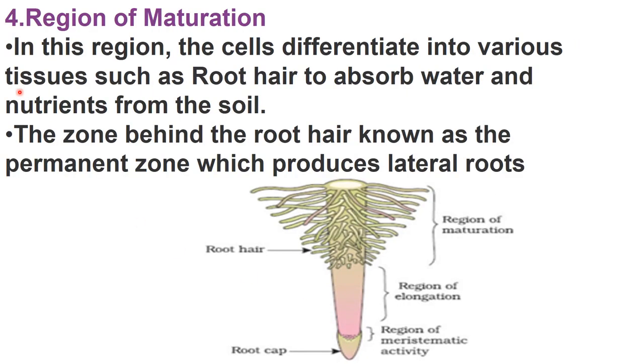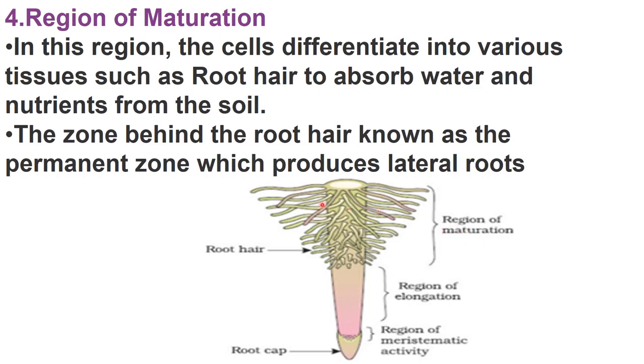Now the fourth region is called the region of maturation. You can see this region from here to here, just above the elongation region. This is called the maturation region of the root. In this region the cells differentiate into various tissues such as root hair, to absorb water and nutrients from the soil. As you can see here, these hair-like, thread-like structures are present. So what are these? These are root hairs. So we can say that root hairs are present in the region of maturation, right?